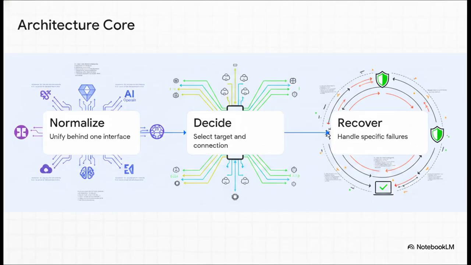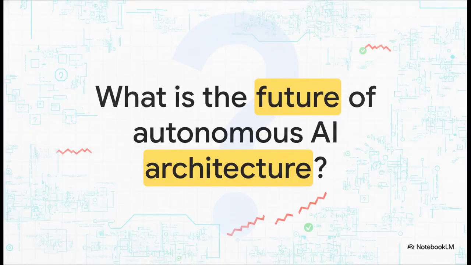But if we zoom all the way out, looking at the big picture, the entire architecture of this gateway basically boils down to 3 essential verbs. Normalize, forcing incompatible providers behind one standard interface. Decide, intelligently selecting the best provider, model, and connection based on real-time data. And recover, gracefully handling failures at the exact scope they happen so your client application doesn't just crash. And that brings us to the ultimate takeaway.